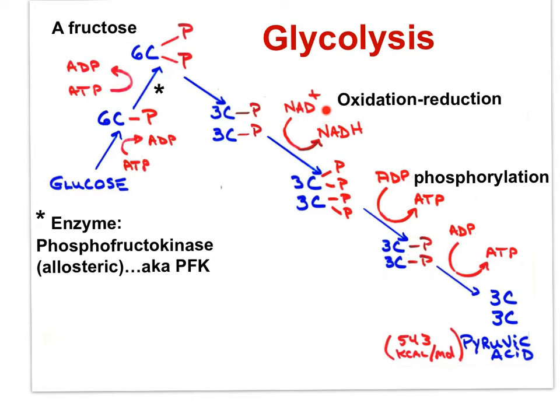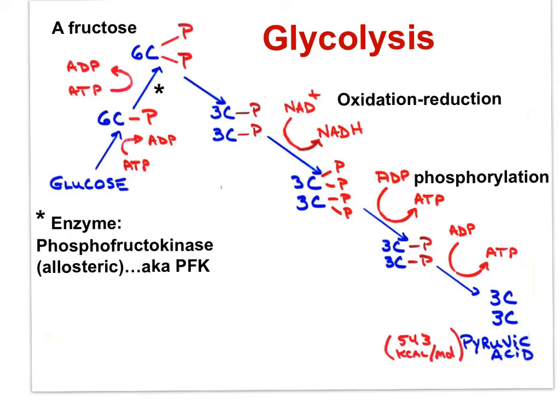NAD plus is an oxidizing agent as it oxidizes the organic intermediates in glycolysis, seen here. NAD plus grabs electrons and hydrogens to become reduced, forming NADH. NADH shuttles electrons held in high energy positions to the electron transport system of the mitochondrion. This is an oxidation reduction step.